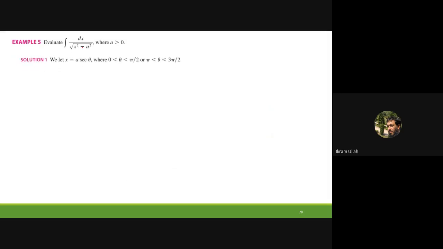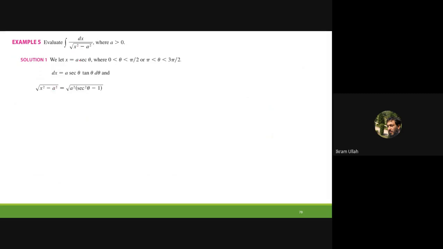Another example, evaluate this integral, square root of x square minus a square. So this is the case where we put x is equal to a secant theta. So dx, differential of this one, this is dx, we have to find this dx. So dx is equal to a secant theta tangent theta d theta, because the differential of secant theta is secant theta tangent theta d theta. And this expression we can write in the simple form.